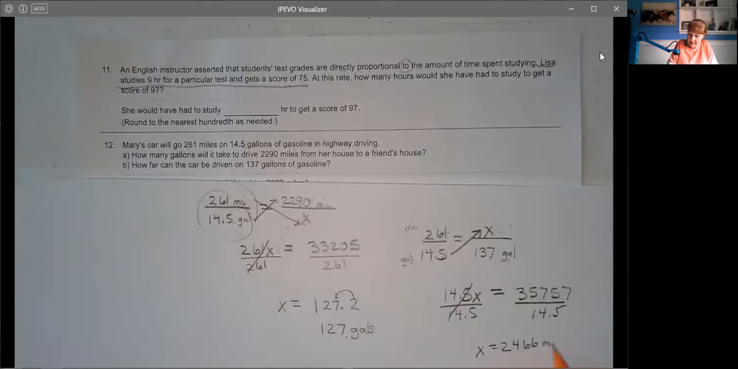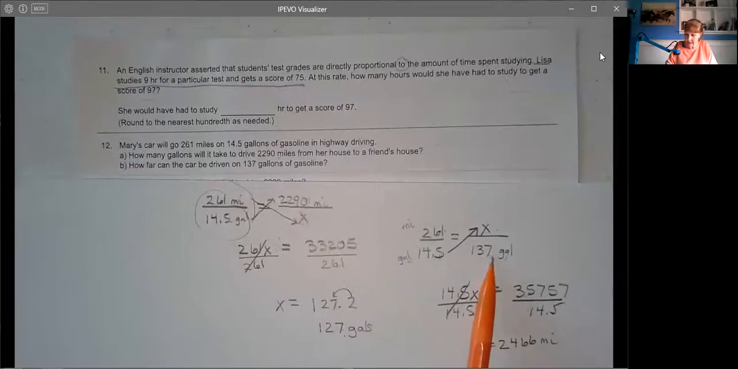2,466 miles. All right, which kind of makes sense because we had 127 gallons went this far. So 137 gallons isn't going to go quite as well, it's actually going to go further. So it's going to go further than the 127. So make sure your answer makes sense. And it does.